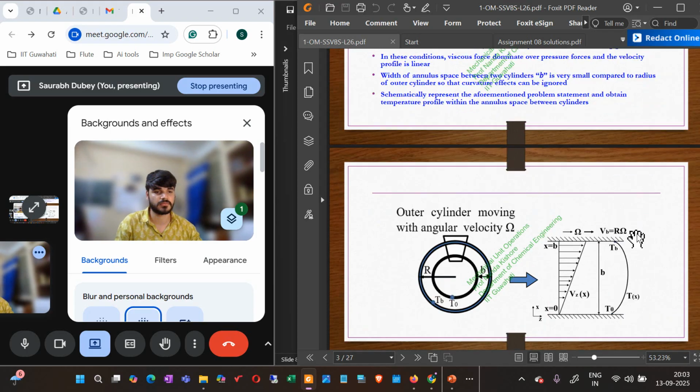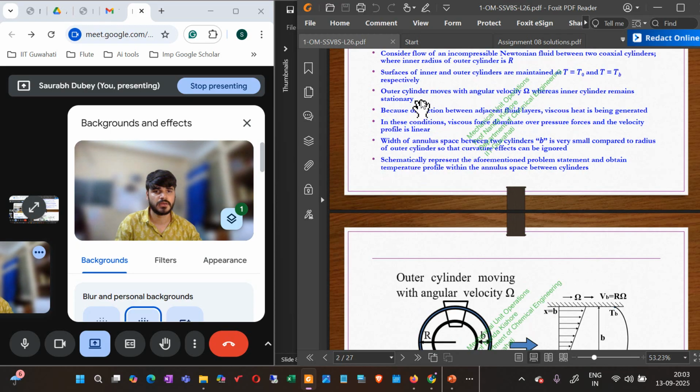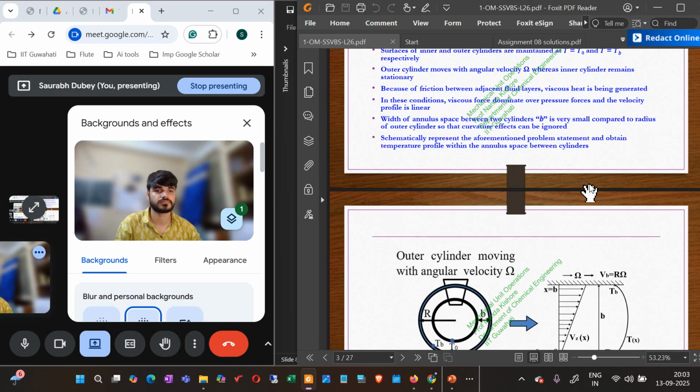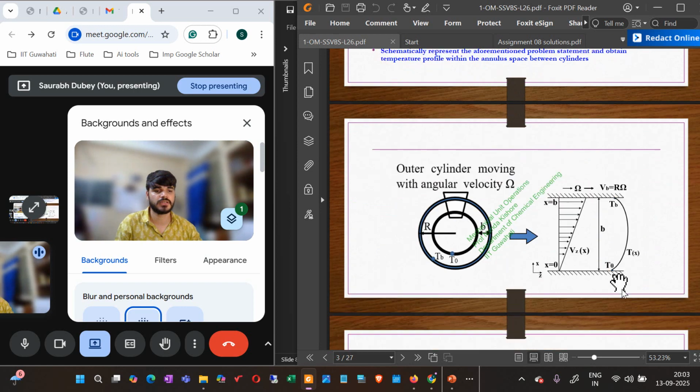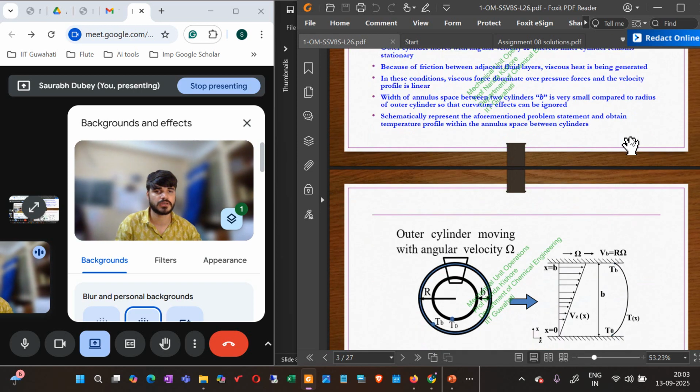That's why it is moving with the omega. Who is moving? The outer cylinder moves with the angular velocity omega. The inner cylinder remains stationary, so it is 0. Okay. Then T0, Tb, inner, outer. T0 is inner, Tb is outer.